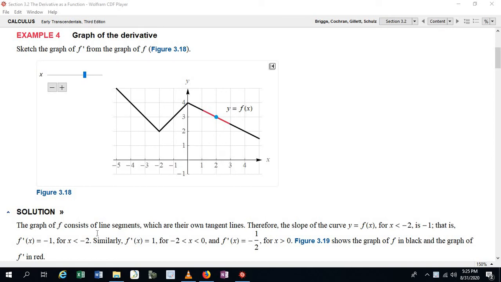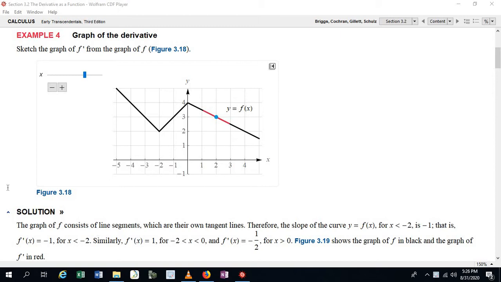Again, in this video, we're going to look at the graphs of derivatives. Let's start with example 4. We're given the graph of some function f of x, and what we want to do is graph the derivative of this function. And here's how we're going to do it.